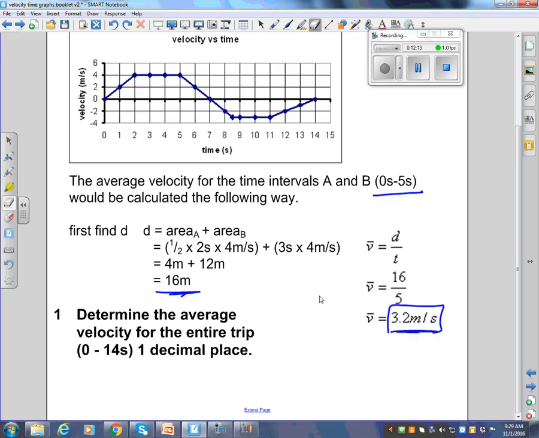Okay, so here's question number 1. Determine the average velocity for the entire trip to 1 decimal place with proper rounding. So you have to figure out what the displacement is for the whole thing. Fortunately, we've done all those. Some of you did them wrong. Maybe we should go back and give you the answers.